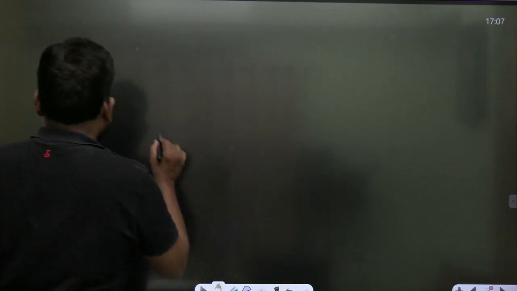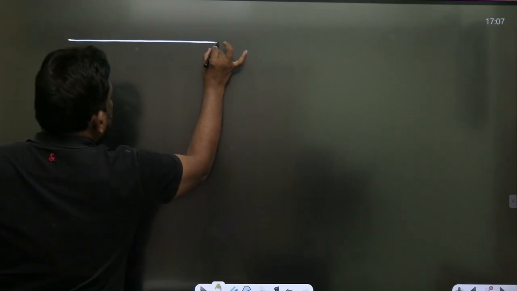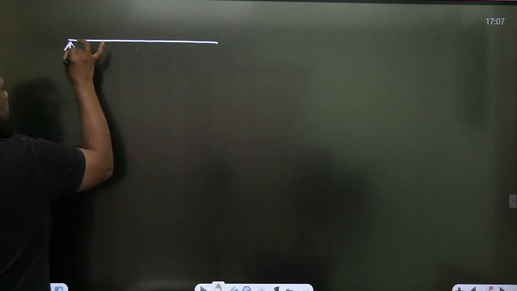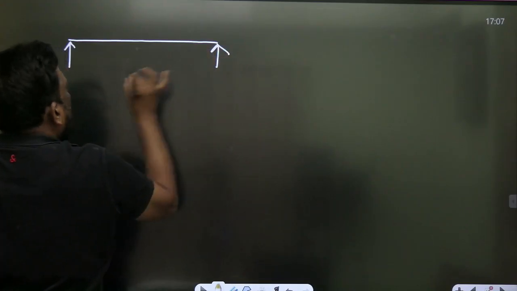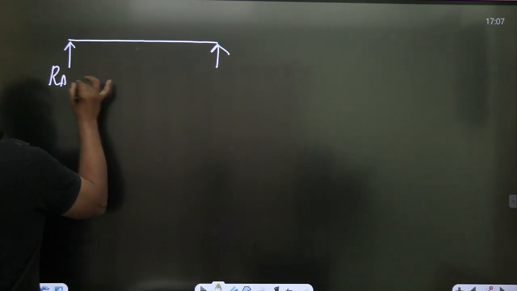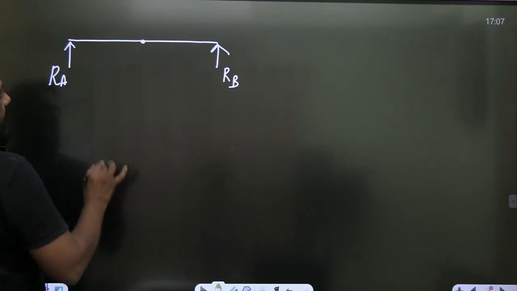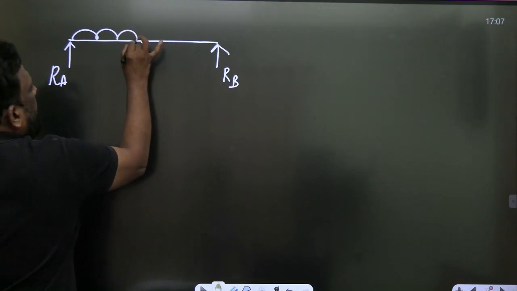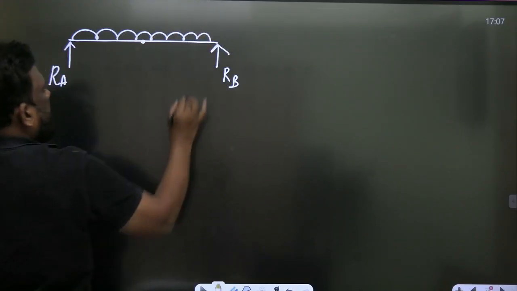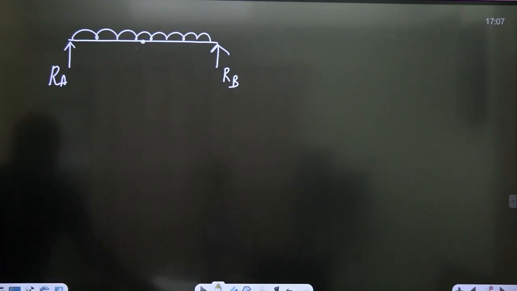Now there is a support here. It is a simply supported beam. There is a support here. Let me write it as RA. Let me write it as RB. और ये सेंटर है सर. ठीक है. And there is a UDL. ठीक है. Now please understand carefully.